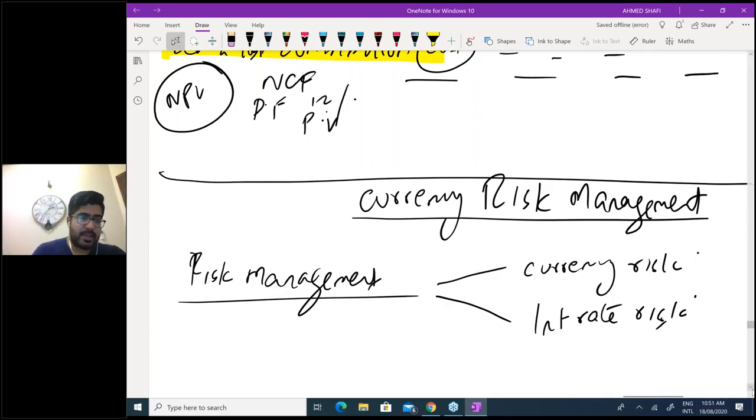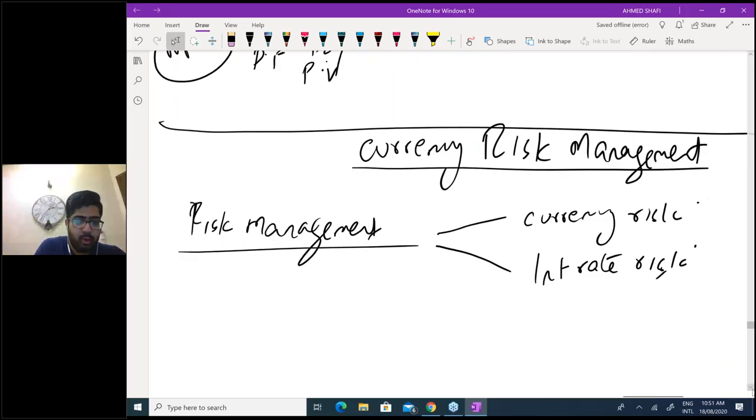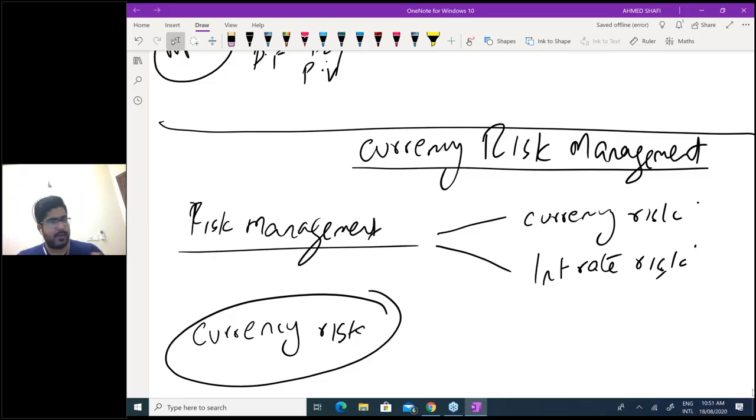Now, before I start currency risk management, I basically want every one of you to get an idea of what currency risk exactly is. So what exactly is currency risk? We will deal with currency risk management shortly.